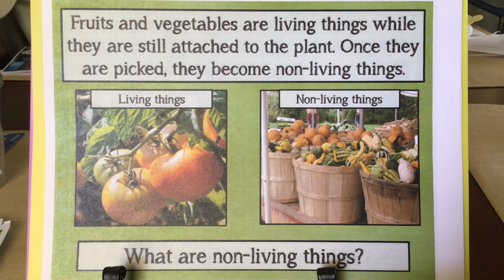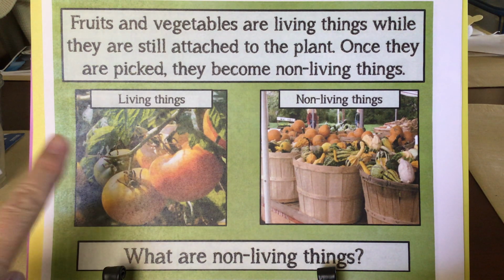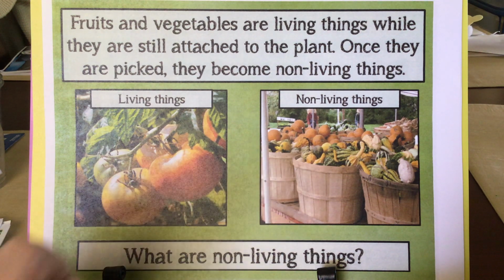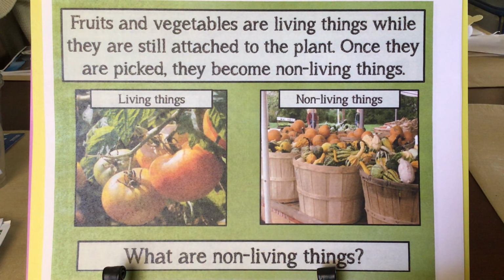Well, fruits and vegetables are living things while they are still attached to the plant. But once they are picked, they become non-living things. So on the left here, we have some tomatoes, and they're still attached to the vine. But over here, we have some pumpkins, some squash, some gourds, and different other vegetables that have been picked, so they're no longer living because they can't grow. They won't be able to get food.